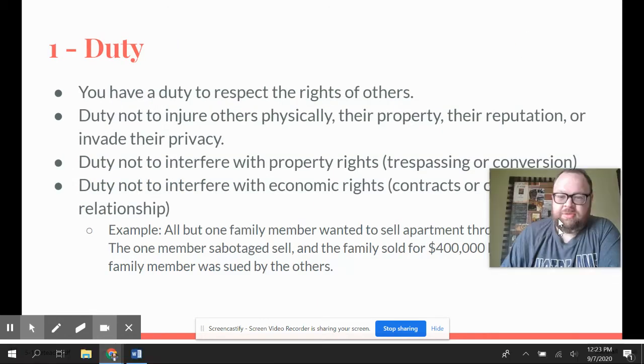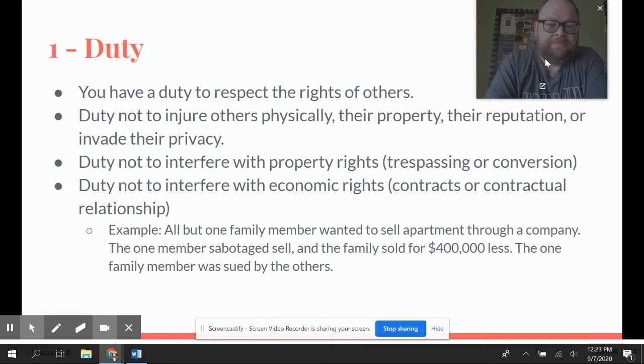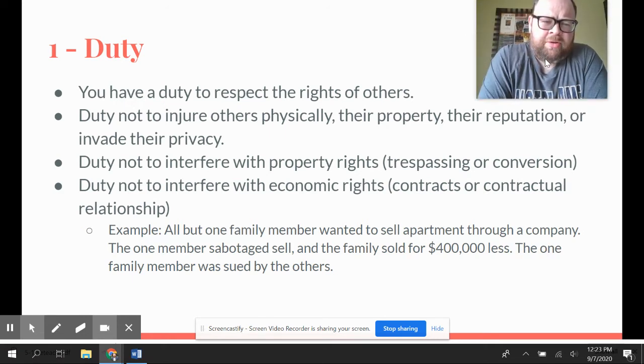So first is duty. All right. So we kind of went over in criminal law, we all have the duty to know the laws. We all have the duty to respect each other. And that's exactly what it is in tort law. So you have the duty to respect the rights of others.